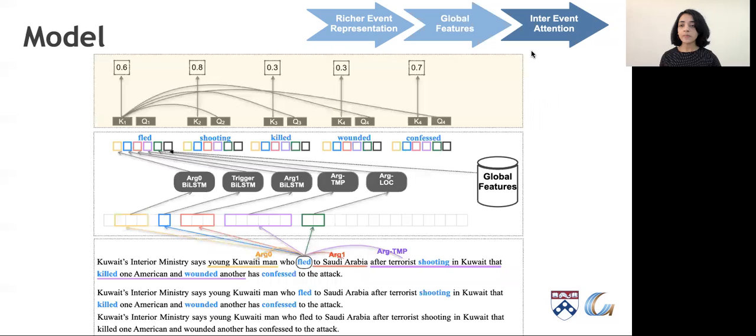And so we model these interactions by adding an inter-event attention layer at the top, thereby allowing one event to increase or decrease the salience of another event.